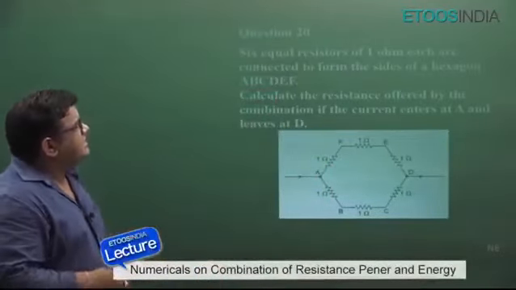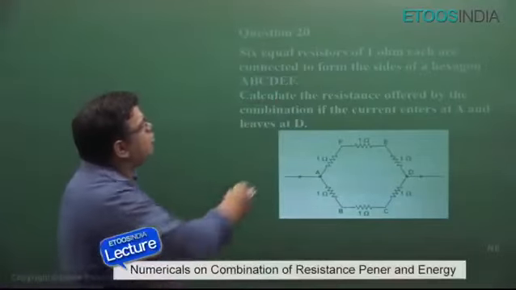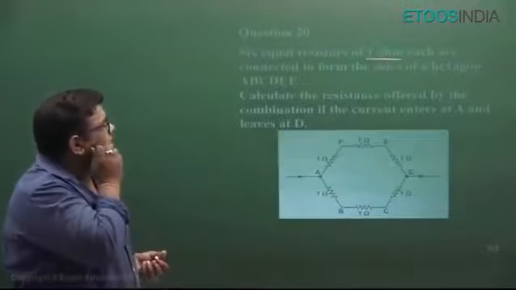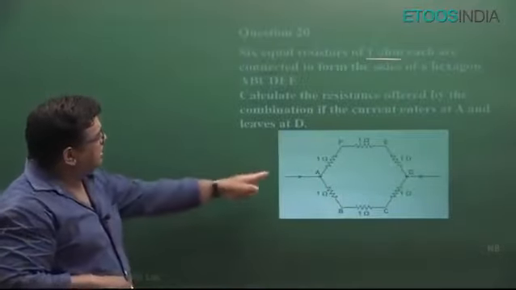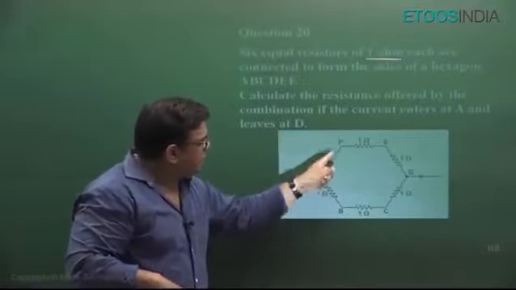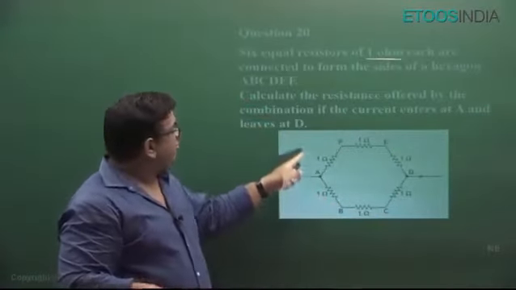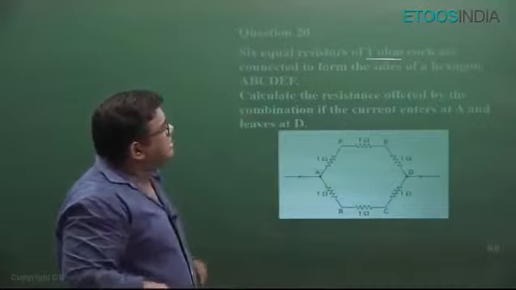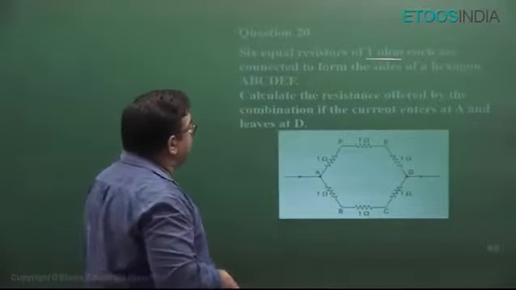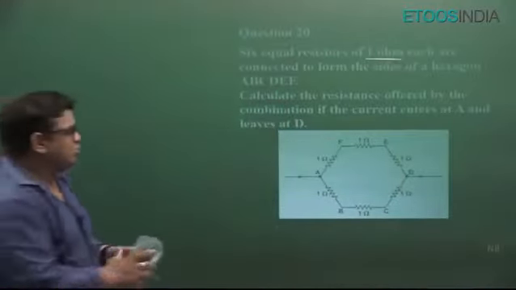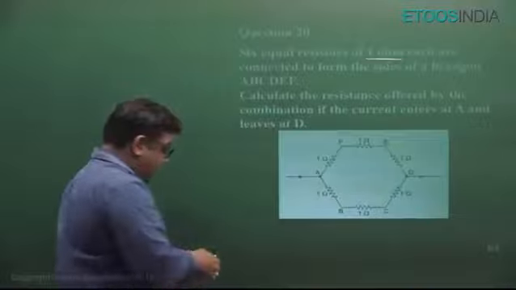It says that 6 equal resistors of 1 ohm each are connected to form the sides of a hexagon, as in the figure. You can see there are 6 resistors connected here, each of 1 ohm. Calculate the resistance offered by the combination between A and D. From here to here we need to see which part has to be solved. So I'll start with it.